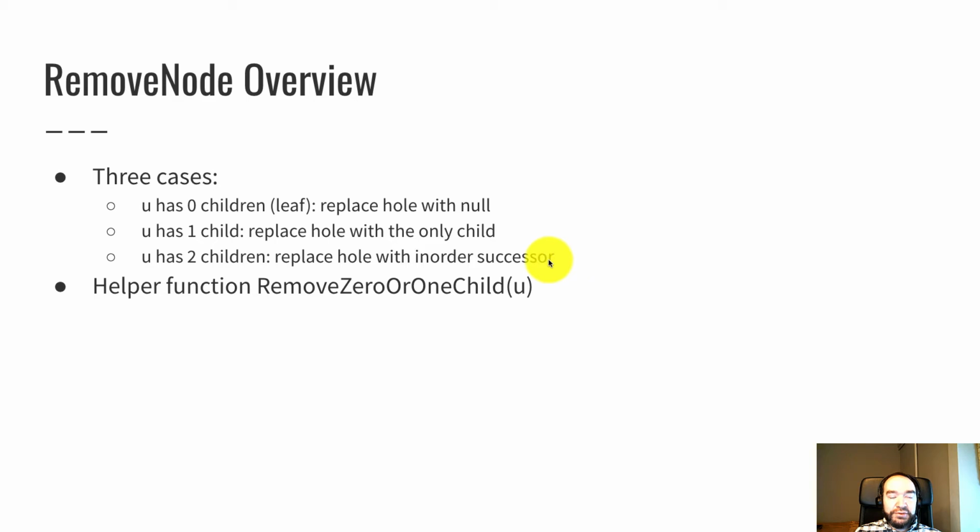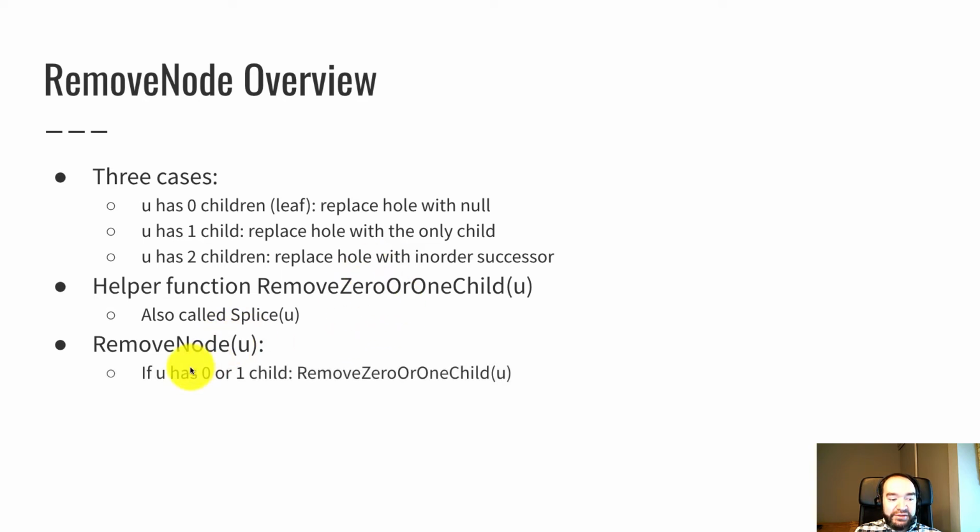The way that remove node will actually work in our pseudocode is there's a helper function called remove 0 or 1 child. This is also called splice. In the Open Data Structures textbook, they call it slice, but I'm calling it remove 0 or 1 child. What remove 0 or 1 child does is remove a node U where U definitely has 0 or 1 child pointers. So U is not allowed to have 2 children. And so remove node decides how to remove node U, which might involve calling this function.